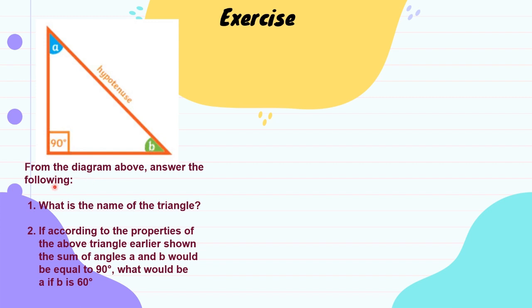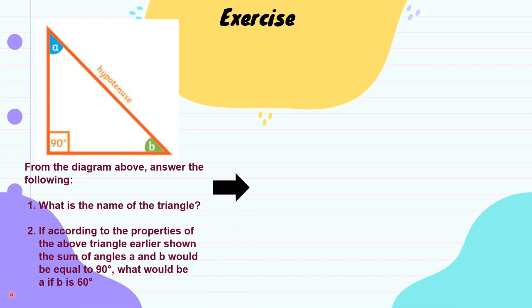From the diagram above, answer the following. Look at it, it is a right angle triangle. 1. What is the name of the triangle? I mentioned it already. 2. According to the properties of the above triangle shown earlier, the sum of angles A and B will be equal to 90 degrees. What would be A if B is 60 degrees? Remember, in the properties of a right angle triangle that I taught you, the addition of these two angles must give us this 90 degrees.